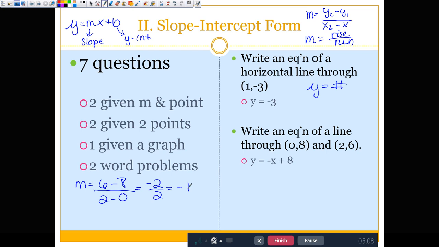Now I need to find b. If I was observant, I can notice that they already gave me b because they gave me my y-intercept. But if I'm not observant, I just need to substitute those values in for x and y and find b. So y would be 8. m is negative 1 times 0 plus b. I need to find b. So that's going to be 0 plus b, which is 8 is b. So then our equation is y equals negative 1, or just negative x, plus 8.